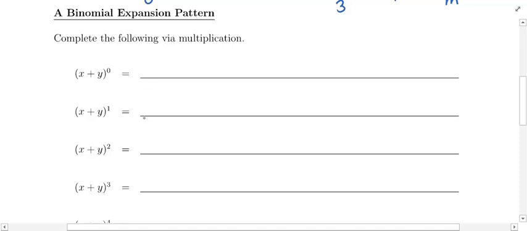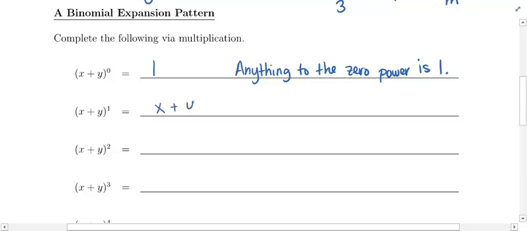First thing, we've got x plus y. That's our binomial. It's being raised to the 0 power. That one's easy. It's 1. Anything to the 0 power is 1. All right, now we're going to move on to the next one. We'll raise it to the next power. Your power has to be basically a counting number, or 0. So here we've got x plus y to the 1st power. Anything to the 1st power is going to be itself. So this is just x plus y.